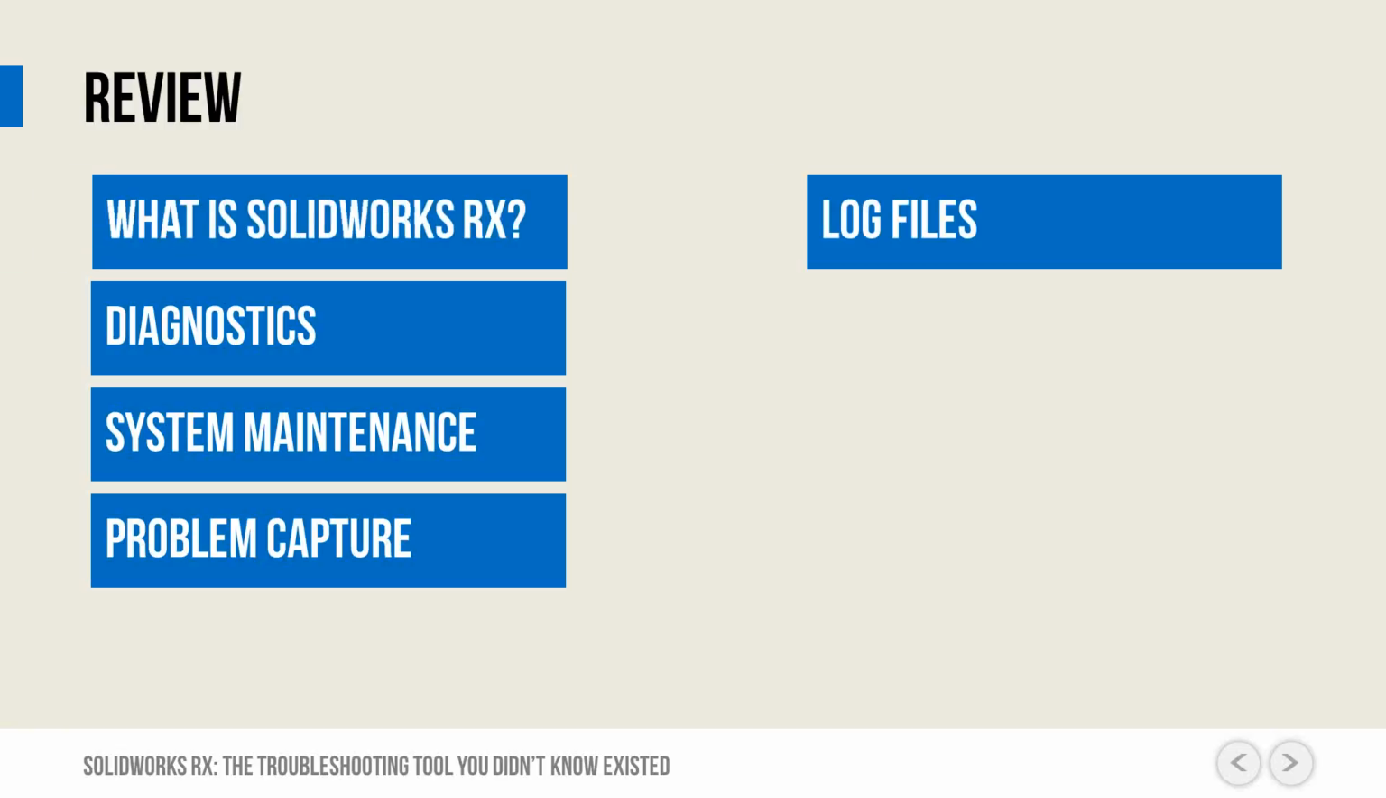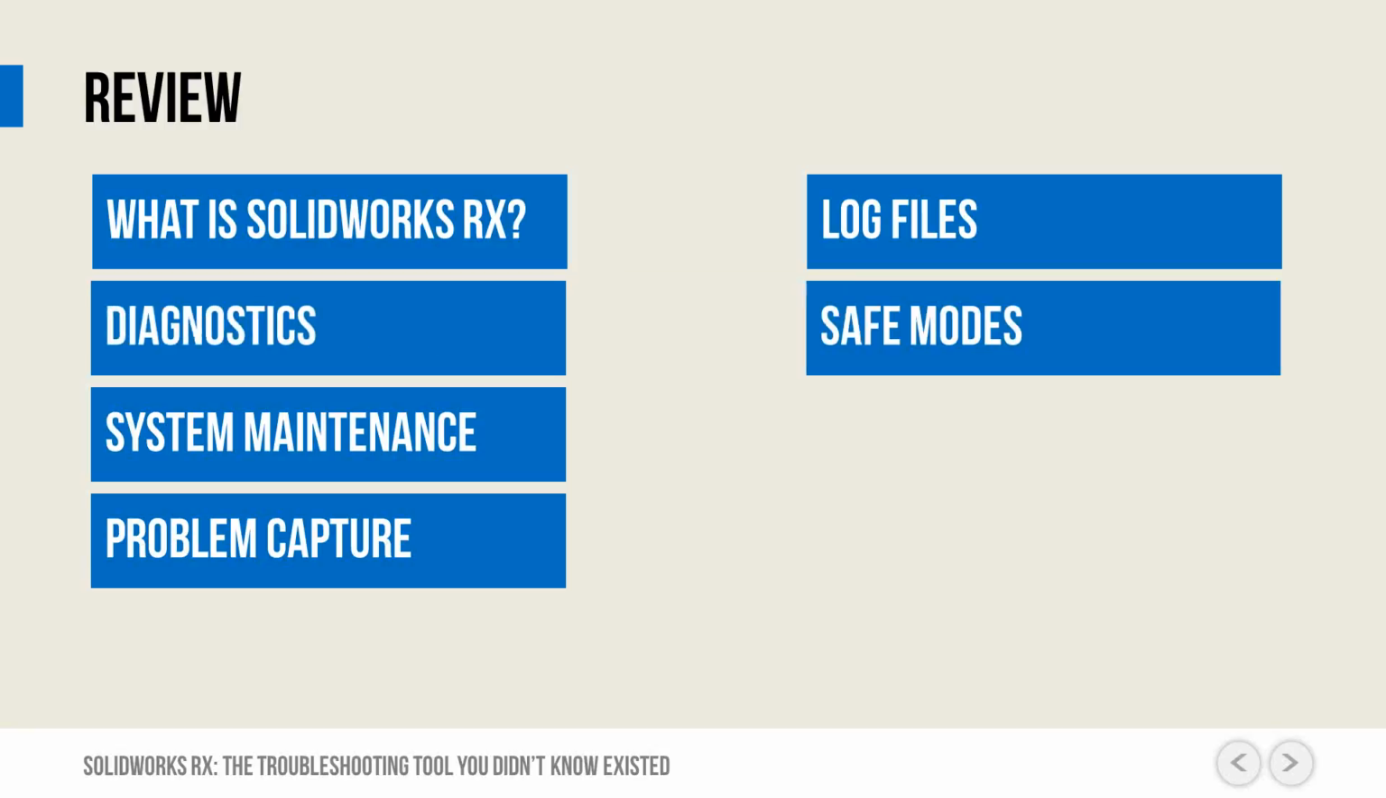We reviewed the log files, where they're located, which ones are in that folder, and what to do with them if for some reason SOLIDWORKS Rx is having issues packaging those up. You can always go into that folder, package those files up yourself, just select all of them, create a zip file, and then send that zip file over to us. Just let us know that Rx wasn't able to run, and then we can possibly use those same log files to try to figure out why Rx wouldn't run, as well as why SOLIDWORKS is having issues.